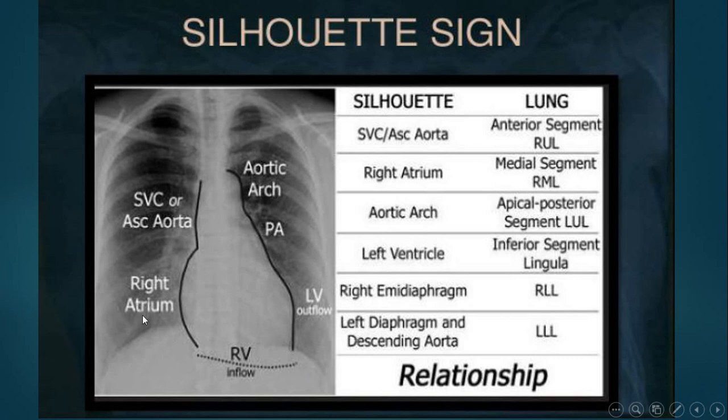The right hemidiaphragm is involved in the right lower lobe consolidation, while the left hemidiaphragm and the descending aorta, you can see here the descending aorta, are silhouetted in the left lower lobe consolidation. So every one of these anatomical landmarks has a corresponding part of the lung that, if involved, will be silhouetted.